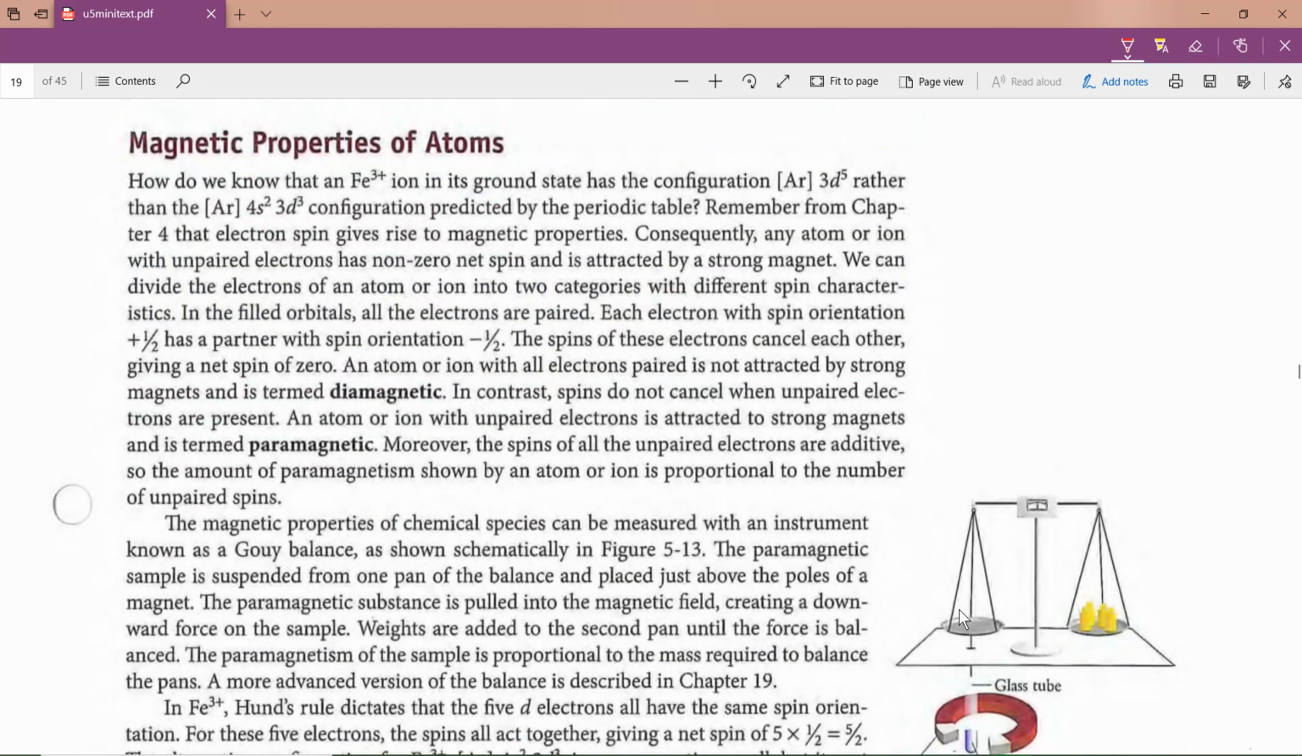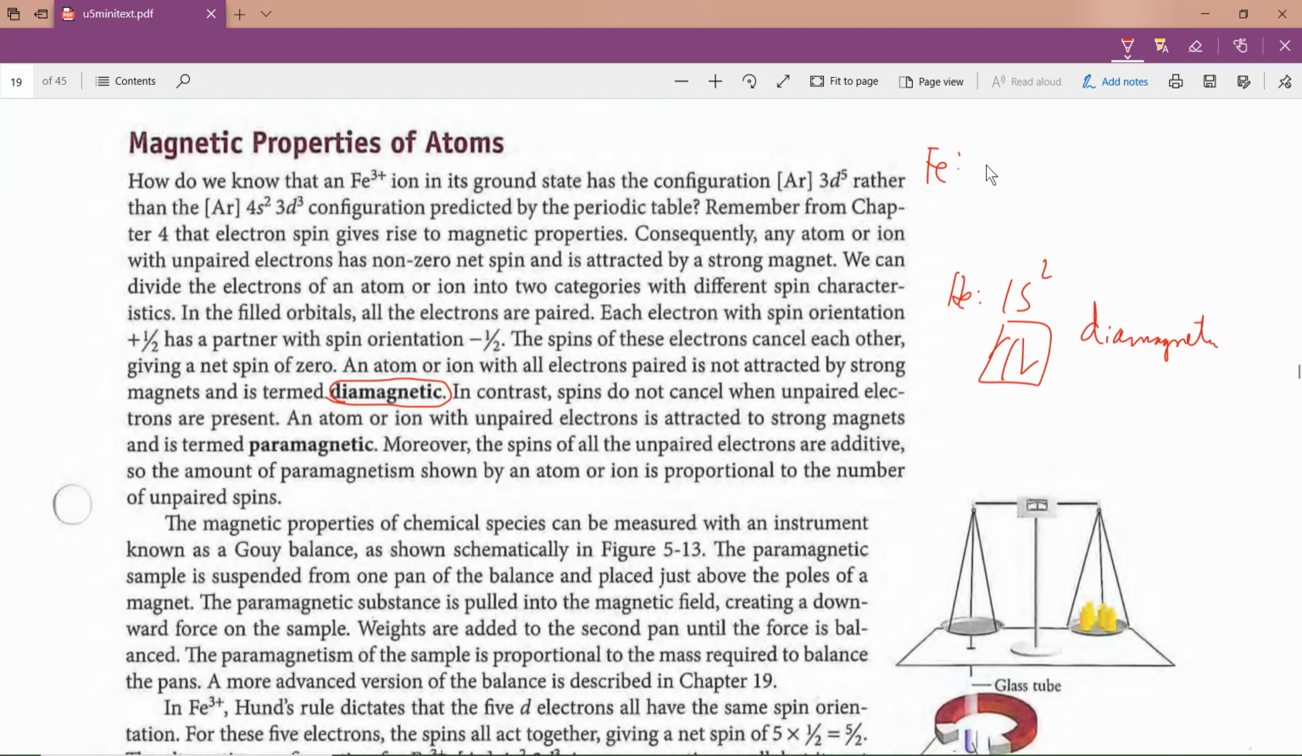And then I started to talk about this. If you have an atom or an ion where all the electrons are paired up, it's not attracted to a strong magnet, and it's termed diamagnetic, like helium 1s2, right? The electrons are paired up, so we say helium is diamagnetic. But iron is paramagnetic. In fact, it's actually ferromagnetic. It's got lots of unpaired electrons, right?